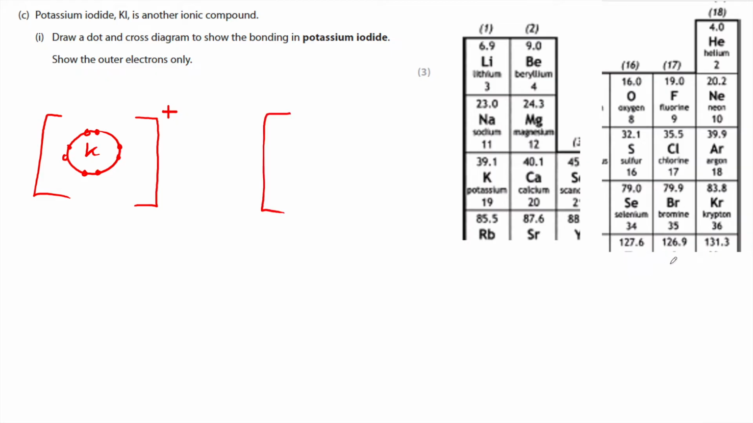Iodine is in group 7, it is here, and the iodine will gain 1 electron from the potassium, becoming a minus ion, a -1 ion. And so for the iodine, we're going to draw crosses, and then just draw that as a dot because that's the electron from the potassium.